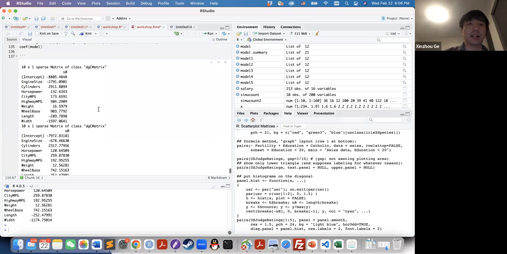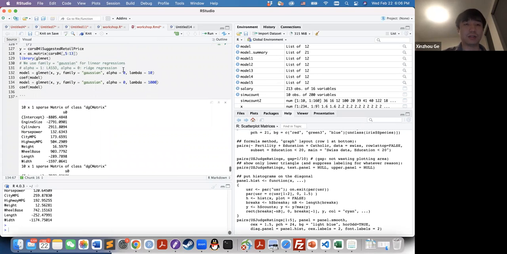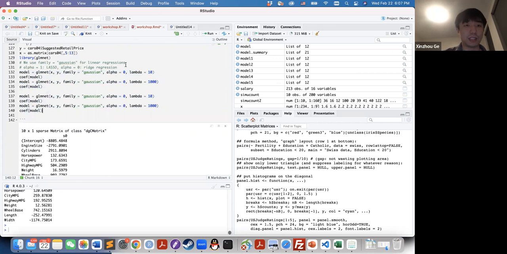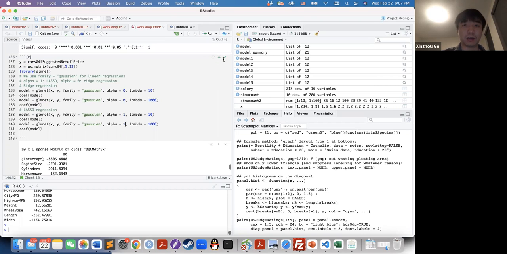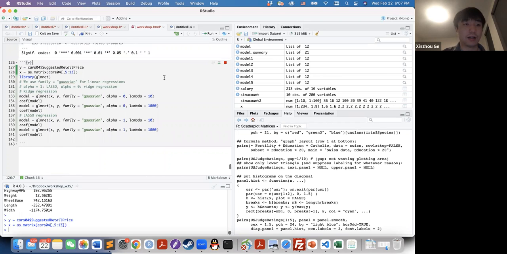So we can see how a larger lambda can lead to more shrunk coefficients. This is for ridge regression. And we can also try the lasso regression model. We only need to change alpha from 0 to 1 and repeat the whole thing. And let's look at what the coefficients look like.